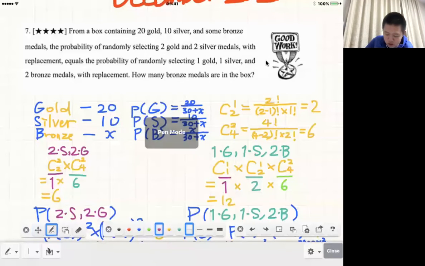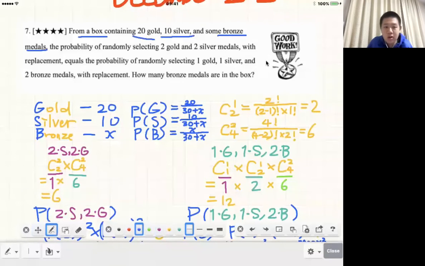The question says there is a box containing 20 golds, 10 silvers, and some bronze medals. Since there are some bronze medals, I would let the unknown number be x in this question. This would make things easier.